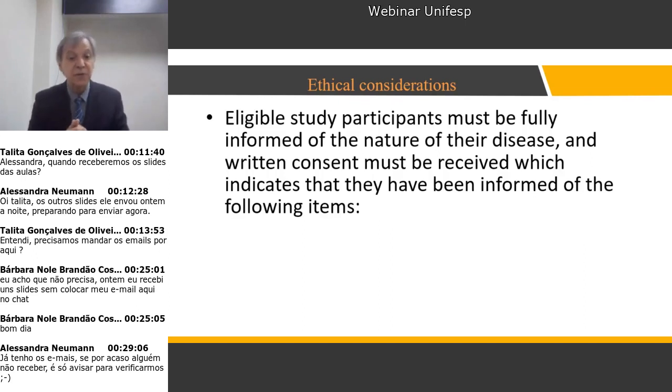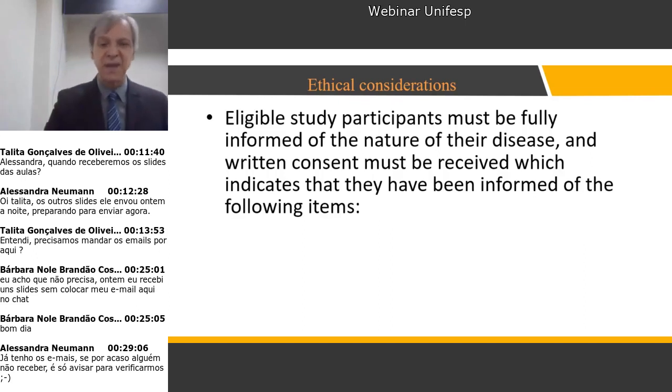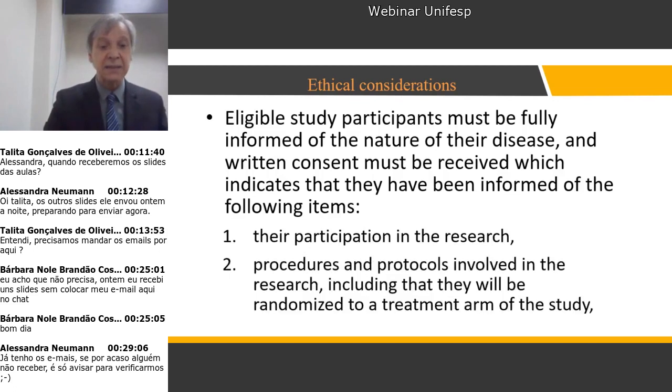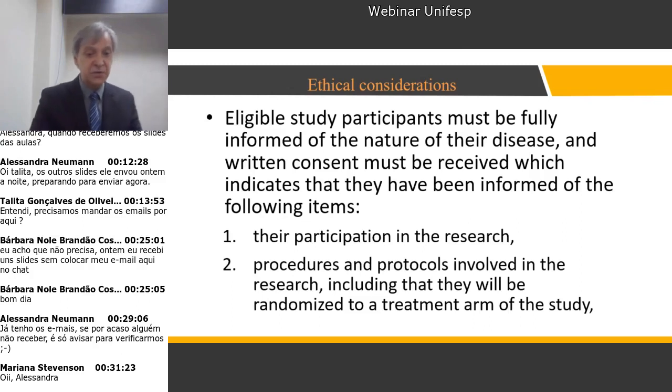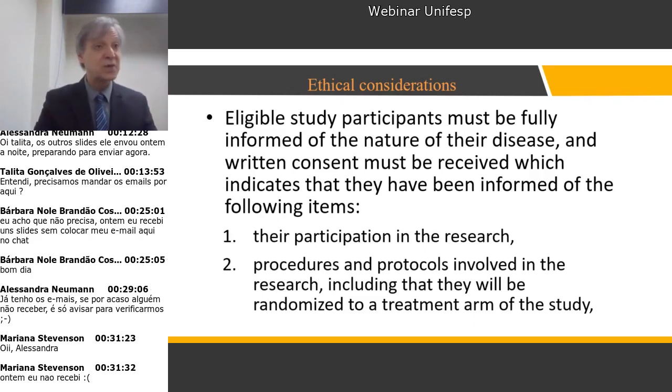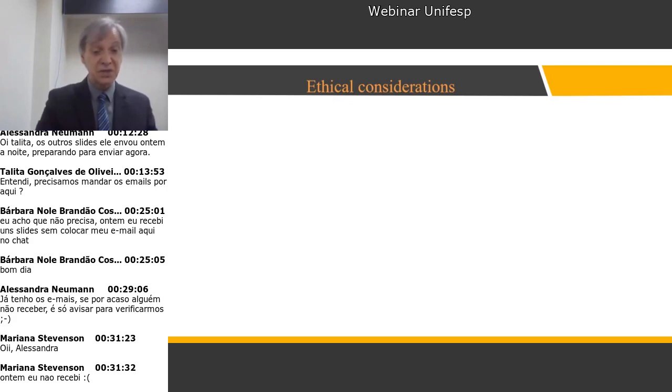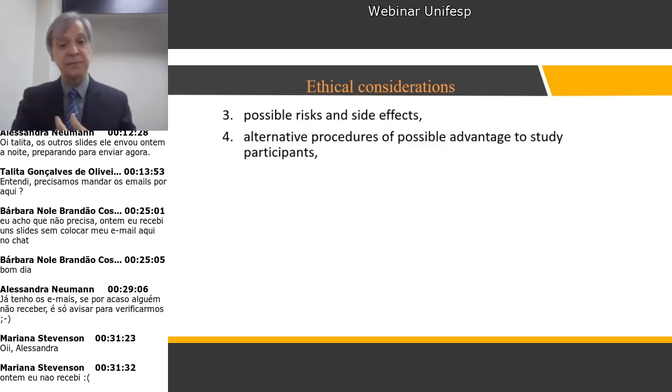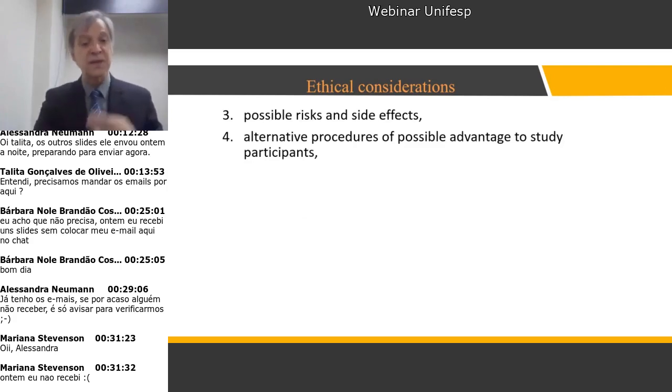Eligible study participants must be fully informed of the nature of informed consent. I'm not going to get too much into this ethicality, except to read through the list. Participation in research, that's what the consent should say. Procedures and protocols involved in research should be clearly explained in the consent to the people who are going to be the subjects in that study. All possible risks and side effects should be clearly elaborated in the document. Alternative procedures of possible advantage to study participants need to be clearly defined.